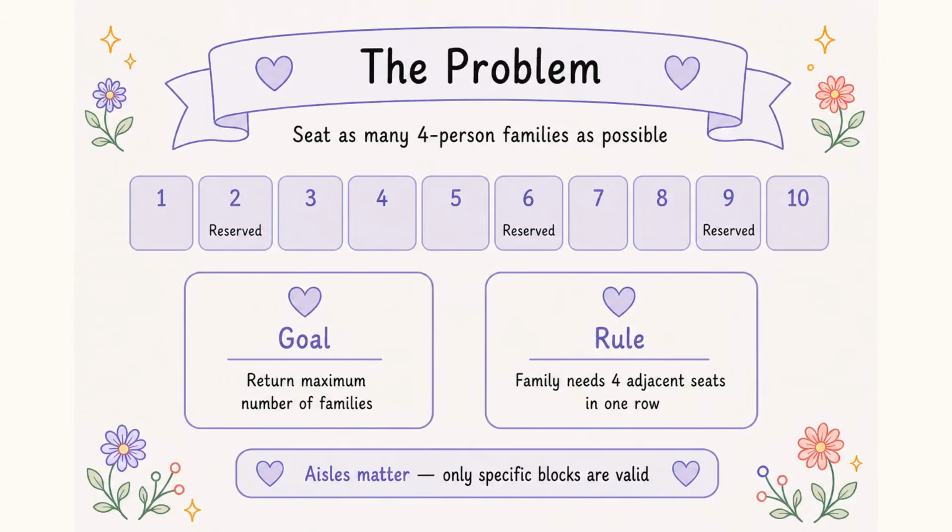You get n, the number of rows, and reserved seats, a list of already taken seats. Each reservation is a row and a seat label from 1 to 10. Return the maximum number of 4-person families you can place. Families must sit in 4 adjacent seats in the same row, following the cinema aisle rules.